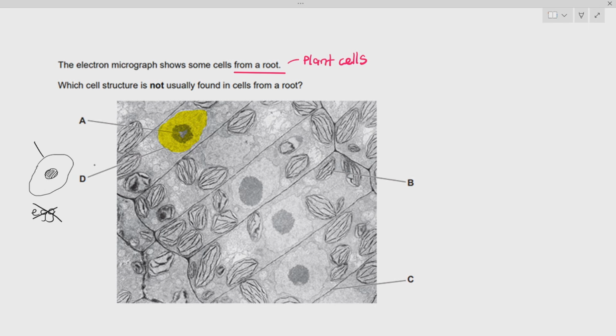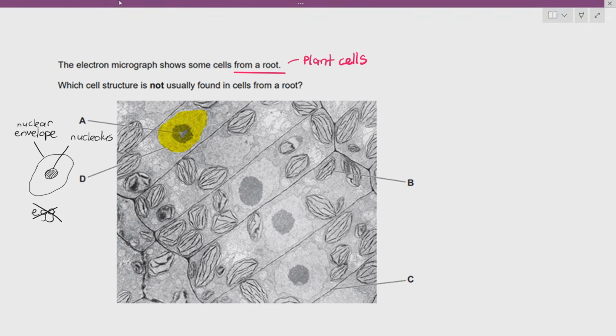No, not fried egg. A and D are part of the nucleus, where A is the nucleolus and D is the nuclear membrane. Okay, so it's pointing to the membrane right there. So A is the nucleolus, B is the nuclear membrane. Now, next one, C is the cell wall.